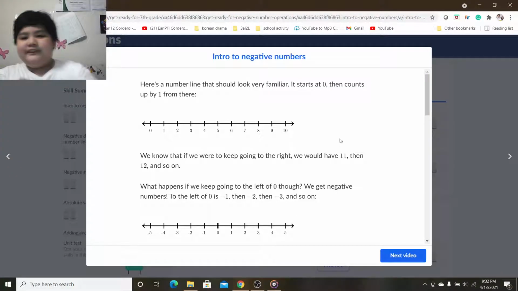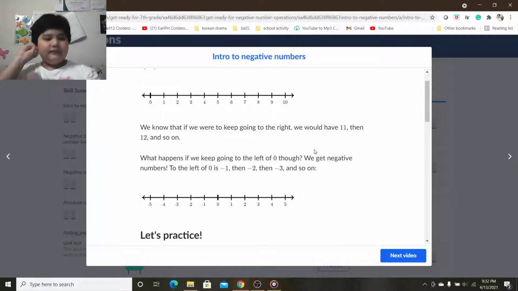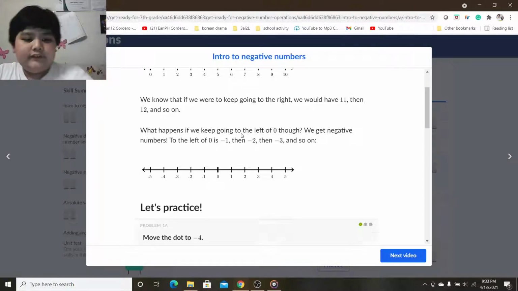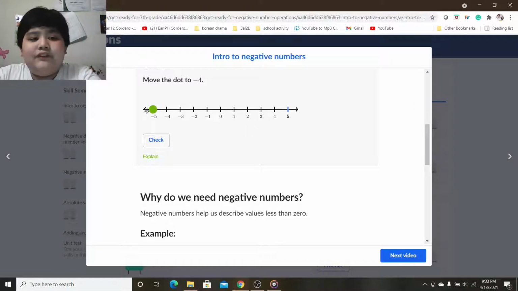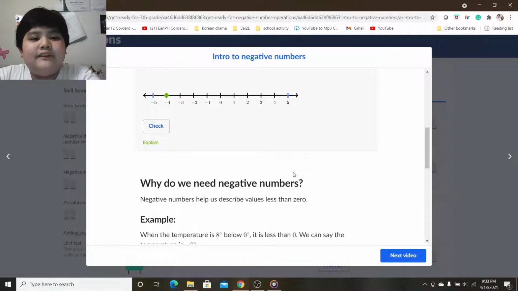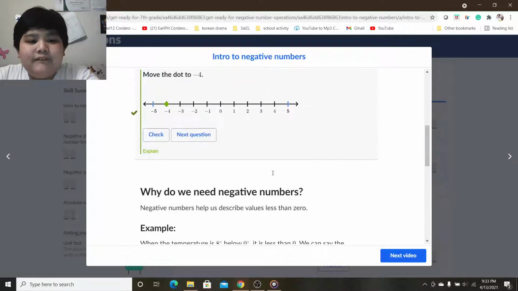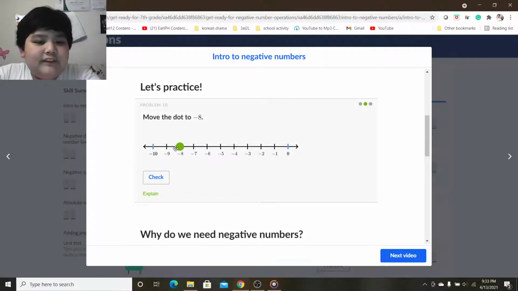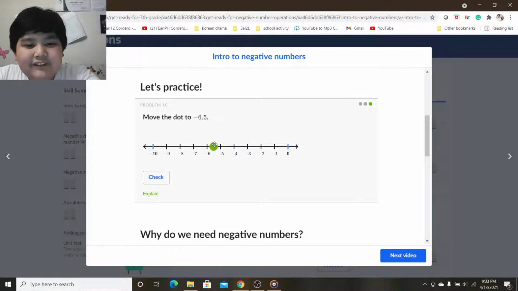If we keep going to the left, we'll get negative numbers. Negative 1, negative 2, negative 3. Okay, gotcha. Let's correct this. Move the dot to negative 4. Wow, that's actually kind of cool. Check. Next question. Move the dot to negative 8. Check. Next question. I like it. Move it to 6.5. Okay then.